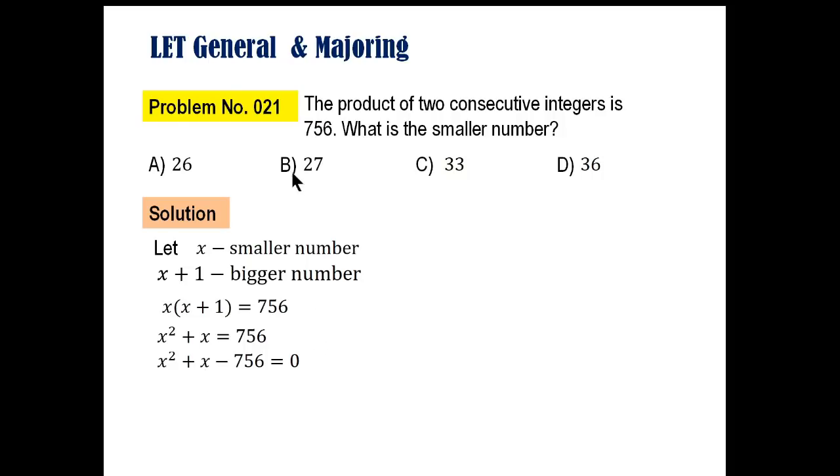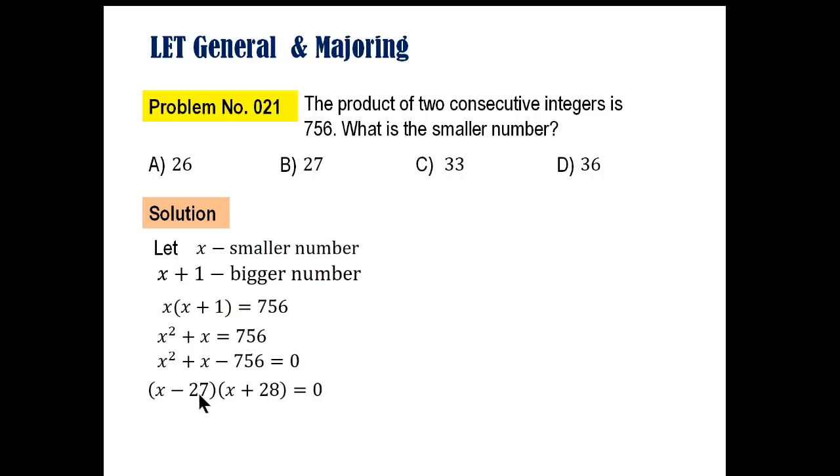Since this is an examination, you can use a calculator. During the licensure examination, I think a calculator is allowed. So all you have to do is divide 756 by any of these numbers so that you can get the larger and the smaller numbers. But in our solution, the factors are (x - 27)(x + 28) = 0.